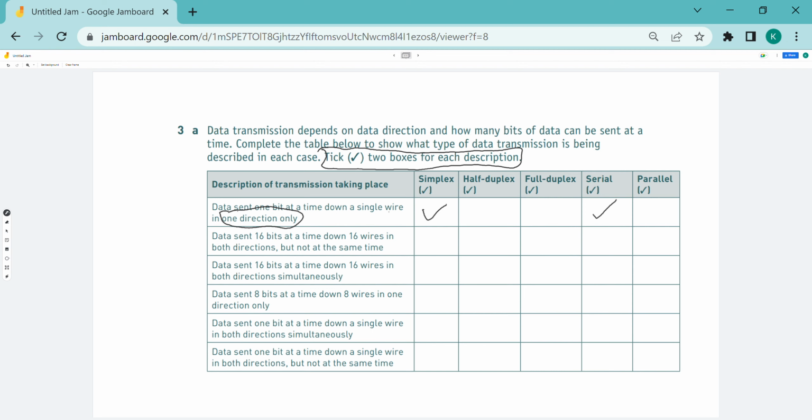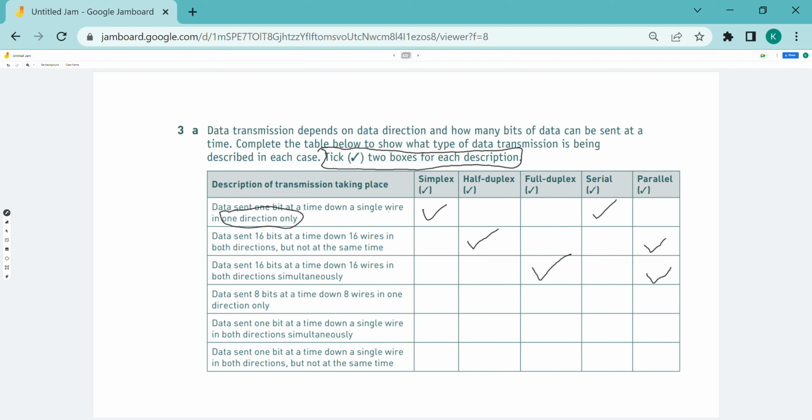Now, next point, data sent 16 bits at a time down 16 wires in both directions. When we are talking about both directions, it means we are talking about duplex mode, but not at the same time. It means it's half duplex. And 16 bits, multiple wires being used, means we need to tick parallel here. All right. Data sent 16 bits at the same time down 16 wires. So very clear. Again, it's a parallel data transmission. And in both directions simultaneously, it means it's full duplex.